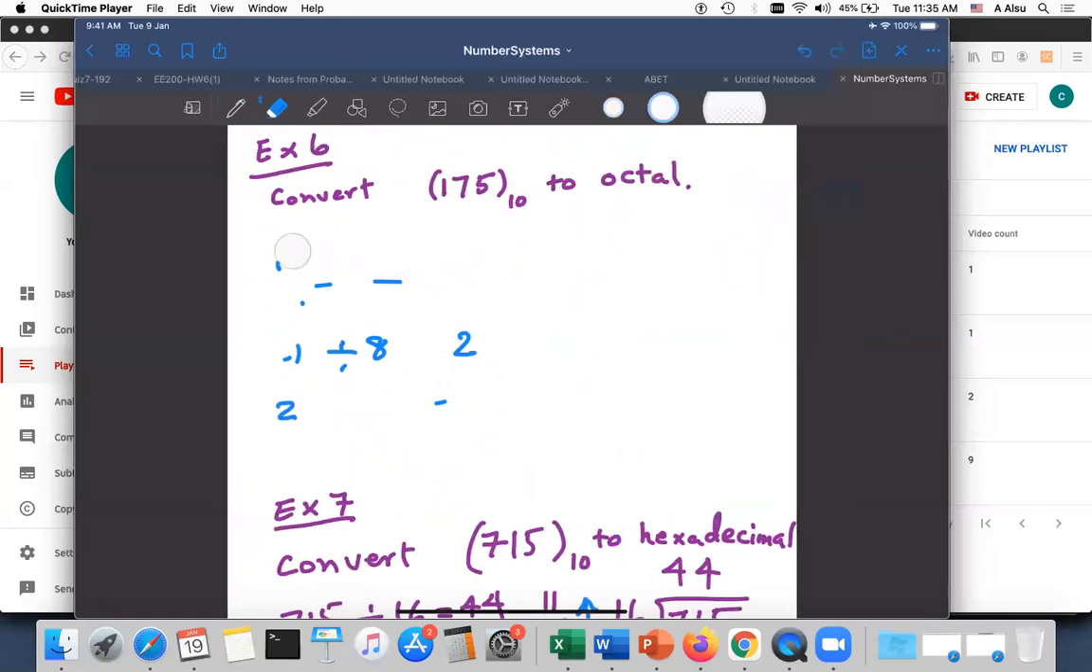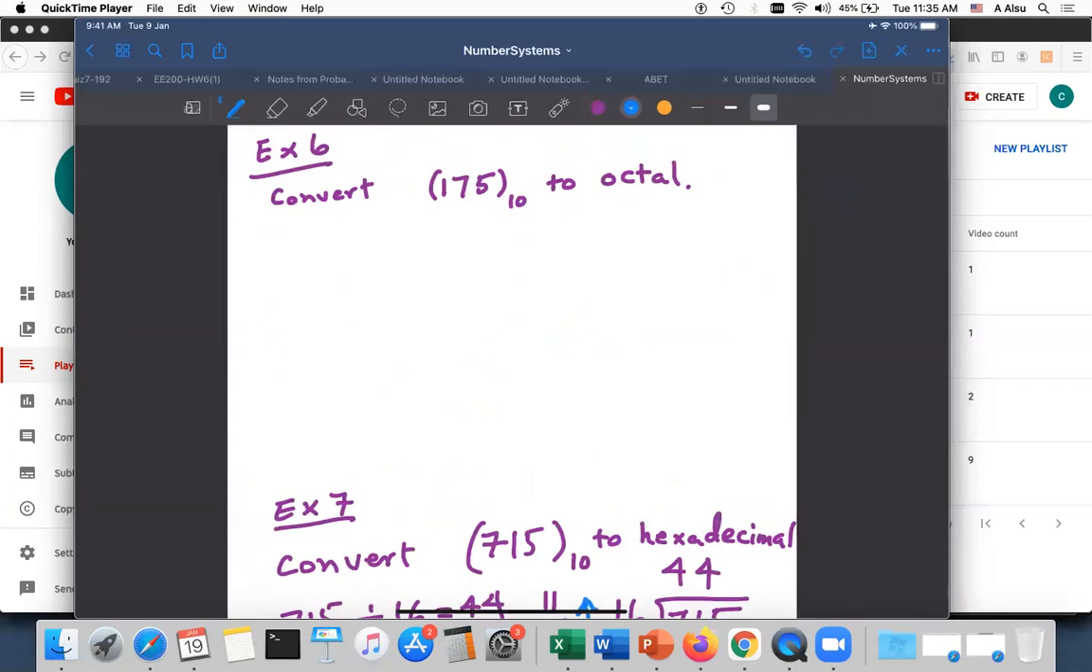So we would like to convert 175 in decimal to octal. Okay, so it's the same. What is our target base here? Guys, did I lose you? Base 8. Yeah. So pay attention, please.